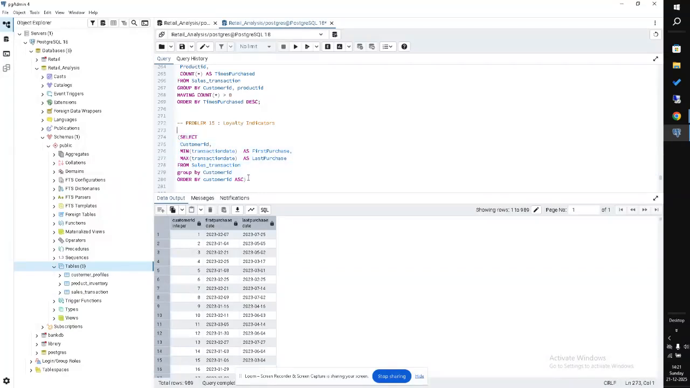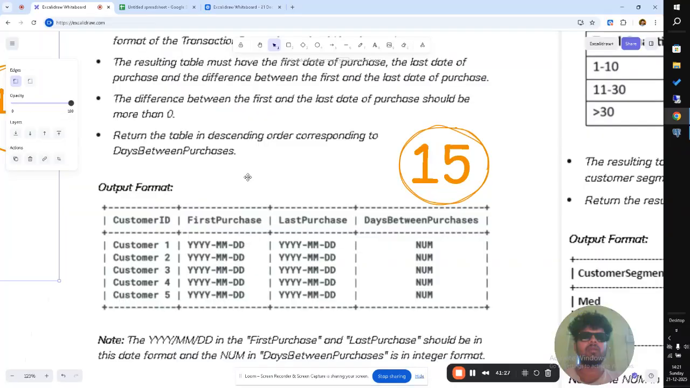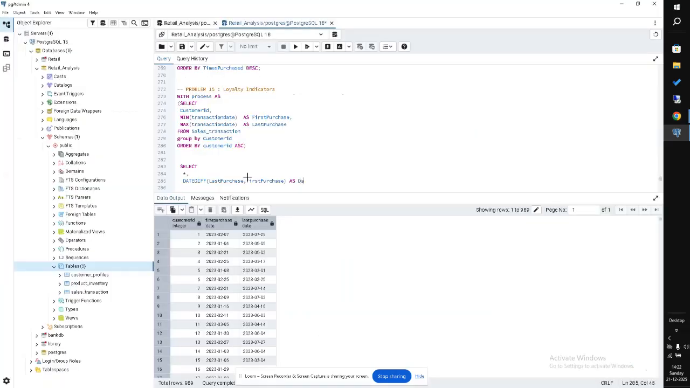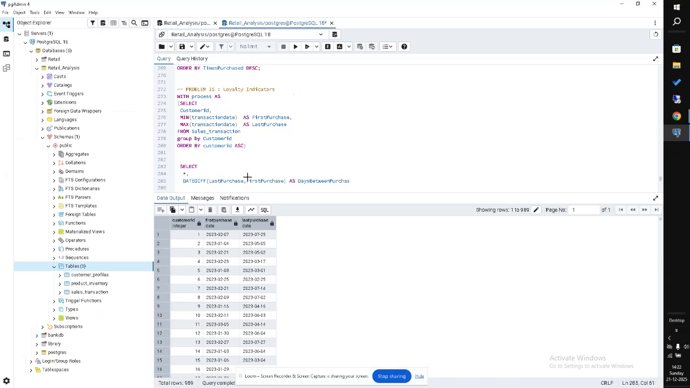Here we go. I'm using with process. Select star, and here date diff, last purchase, first purchase as days between purchases, days between purchases, from process.